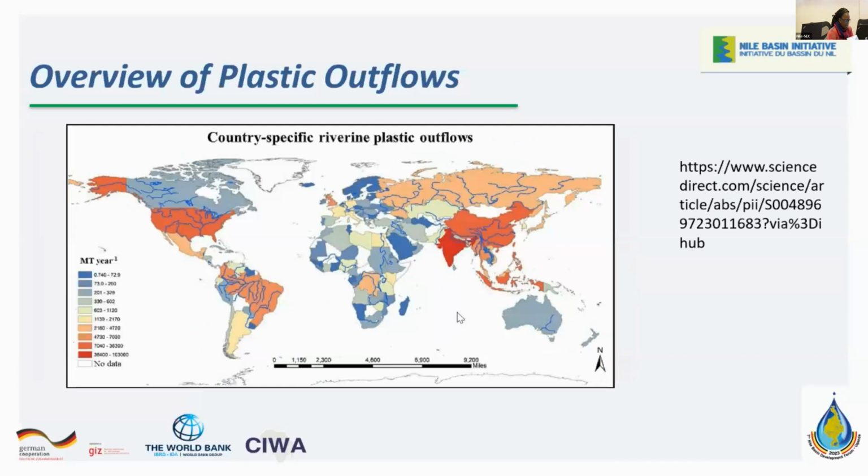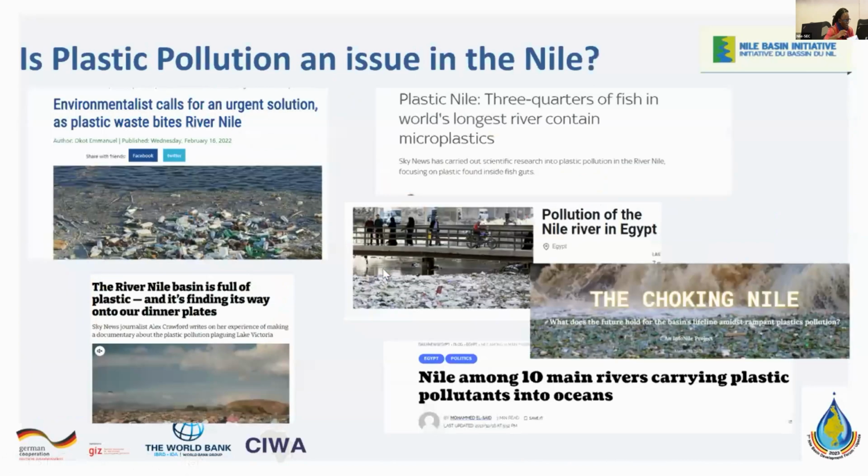I'll try to zoom in a bit. There is also another study which has been done on plastic outflow from river systems across the world. And as you can see, I think I'm not able to zoom. But if you look at the area around the Nile Basin, we are not doing badly, but also we are not doing good. At least you see around areas like Sudan, Egypt, maybe also Tanzania, Kenya. Yeah, the figures are increasing every now and then.